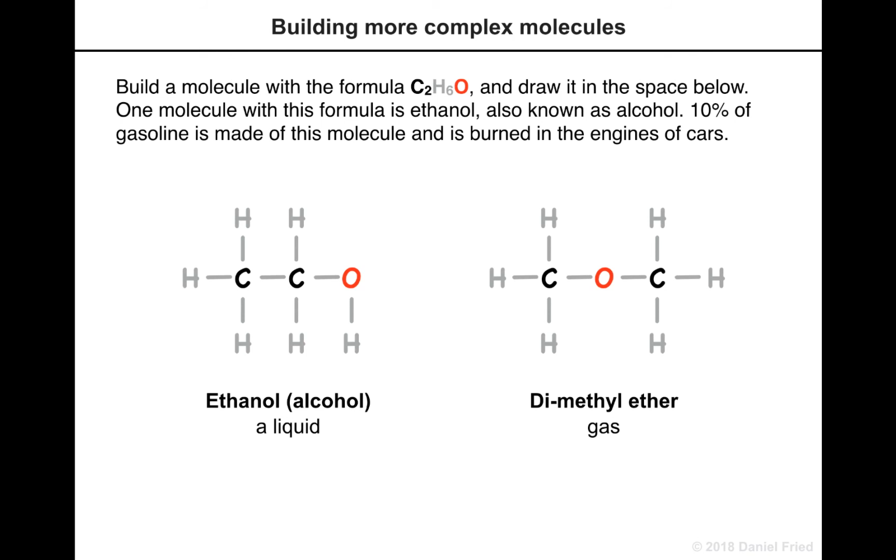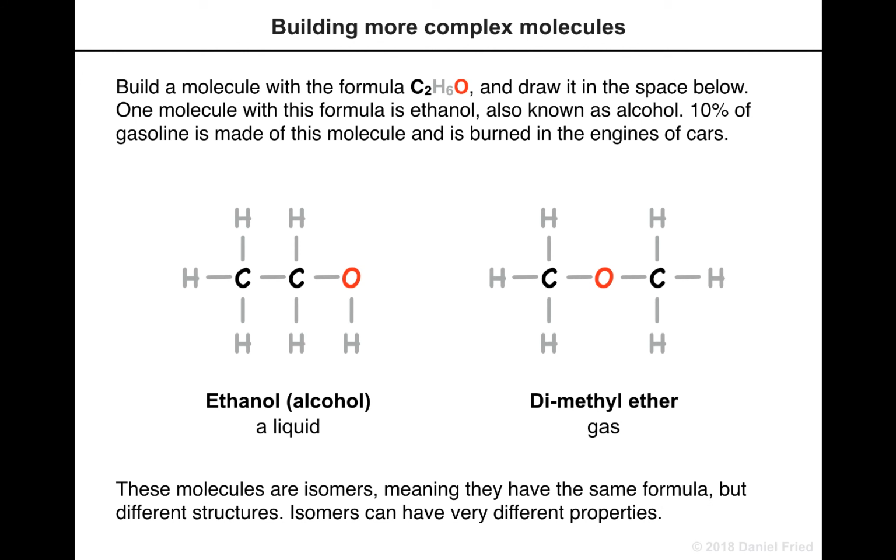Ethanol, this is the edible ethanol. It's the one that's also in gasoline. The dimethyl ether is a gas. So what we're looking at here is the concept of isomerization, isomers, molecules that have the same formula, C2H6O, but have totally different structures and totally different properties. One's a liquid, one's a gas.